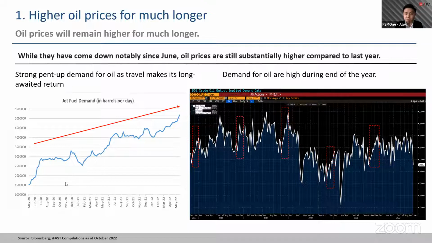As you can see from this chart here, demand for oil tends to spike during the end of the year. As you can see in the past periods, this keeps happening. So with this, we think that there will be strong pent-up demand for oil as travel makes its long-awaited return.